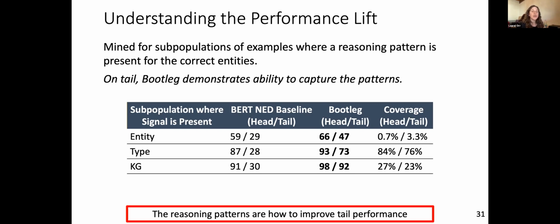And here again, we see that the Bootleg performance is dramatically better over the tail and also over these reasoning pattern slices. We see here that again, for the type and the KG bucket, Bootleg is dramatically better than this BERT baseline model by about 60 points, especially on this KG1 over the tail. And this is really demonstrating that it's in these reasoning patterns that we're able to boost performance.